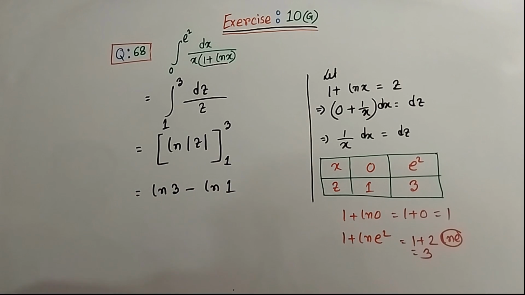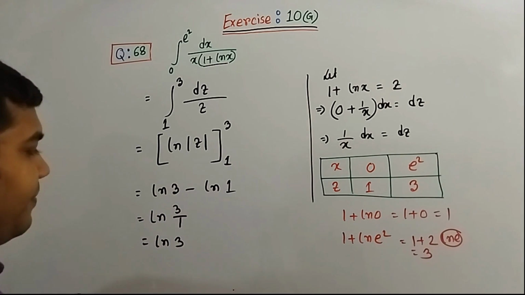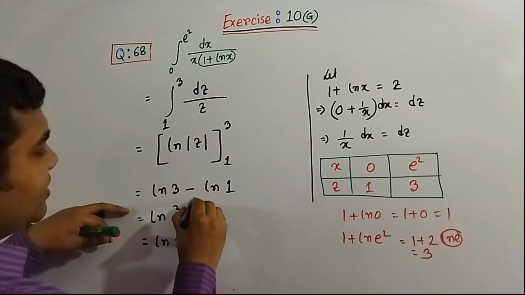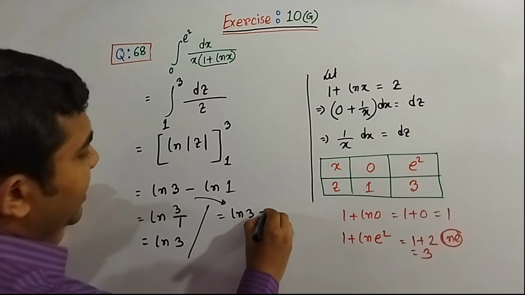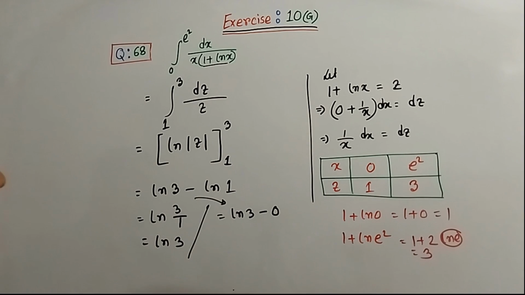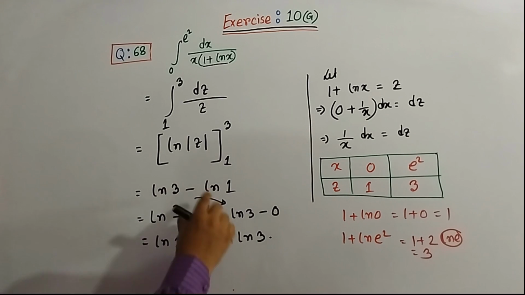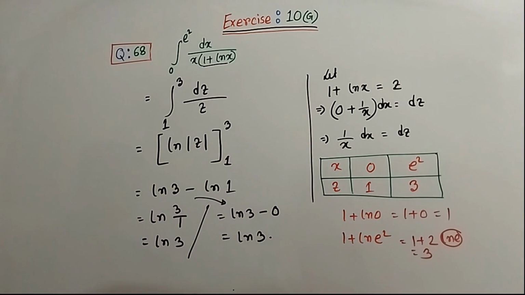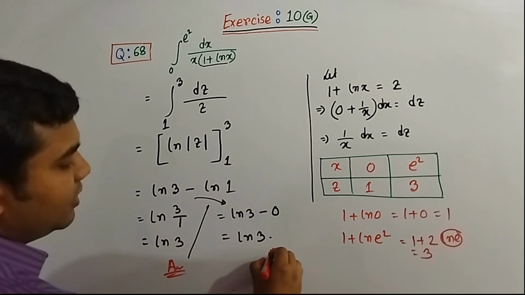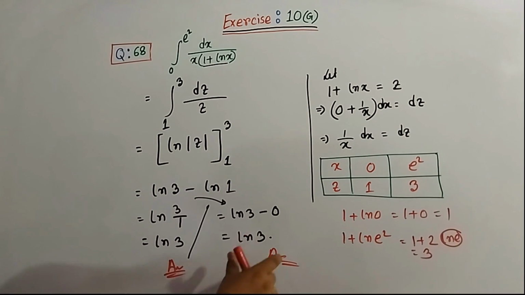So my dear students, from here what can we write? It can be written as ln 3 by 1, so it is ln 3. And you can solve this another way: ln 3 minus 0, because ln 1 was 0, so we get ln 3. So you can solve it this way or that way. Both of these will be our required answer.